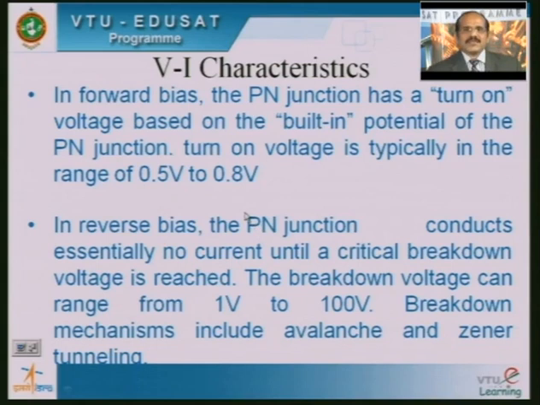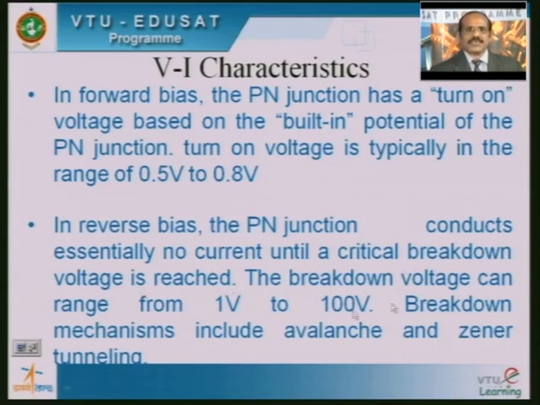In forward bias, the PN junction has a turn on voltage based on the built-in potential, which is called the barrier potential of the PN junction. The turn on voltage is typically in the range of 0.5 volts to 0.8 volts. In reverse bias, the PN junction conducts essentially no current until a critical breakdown voltage is reached.